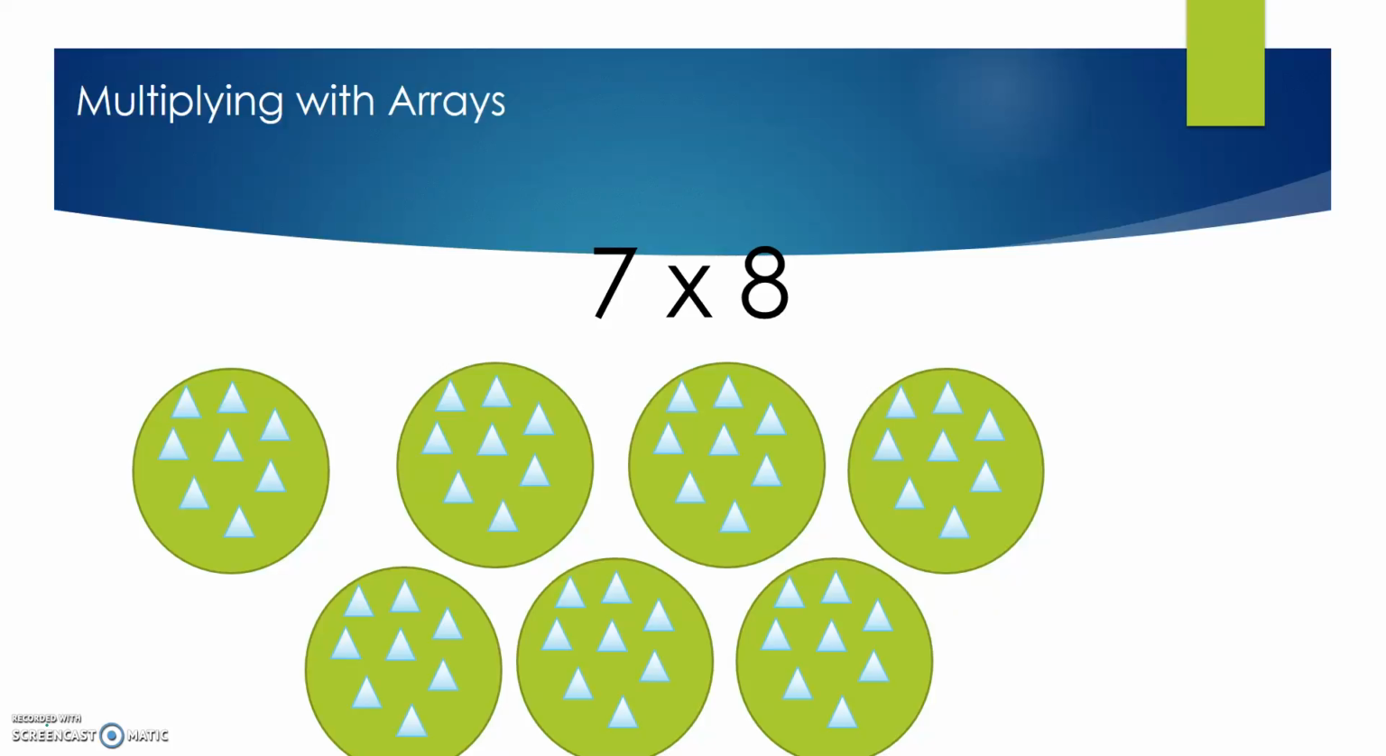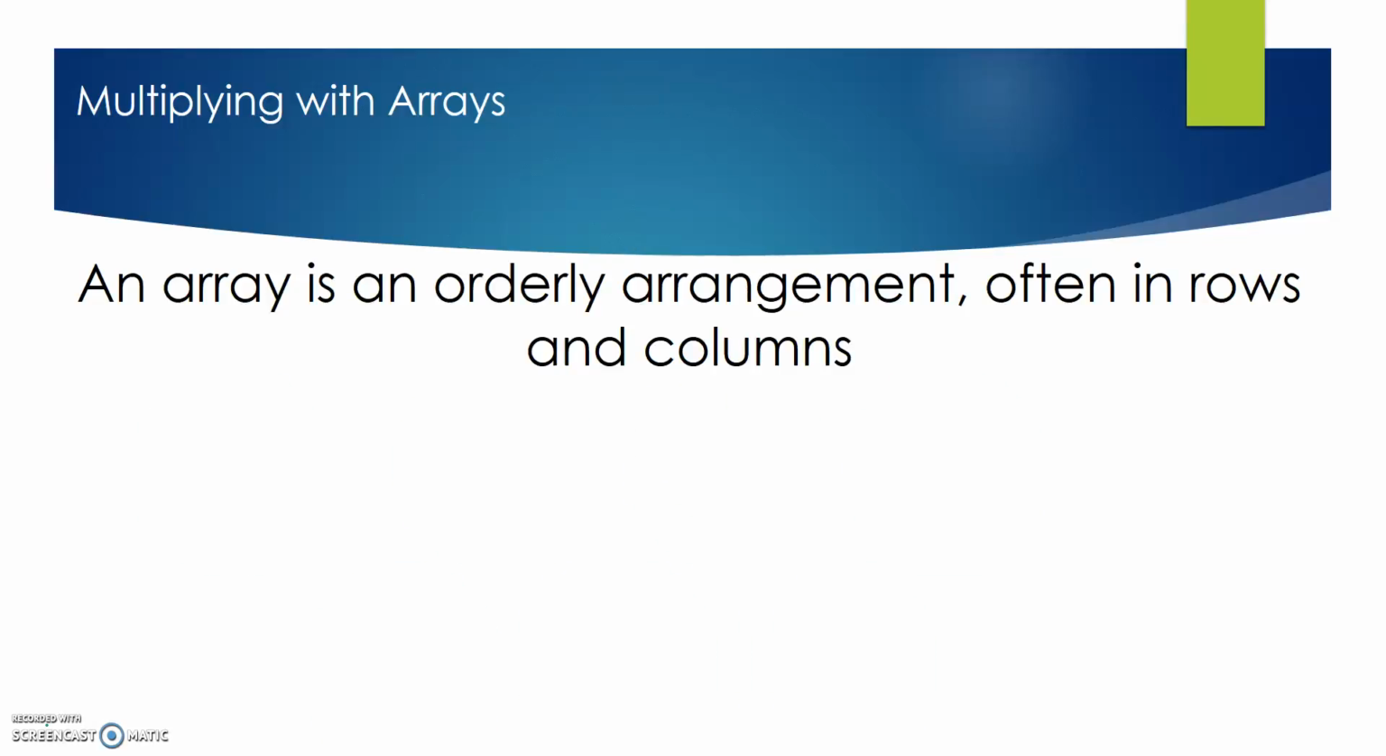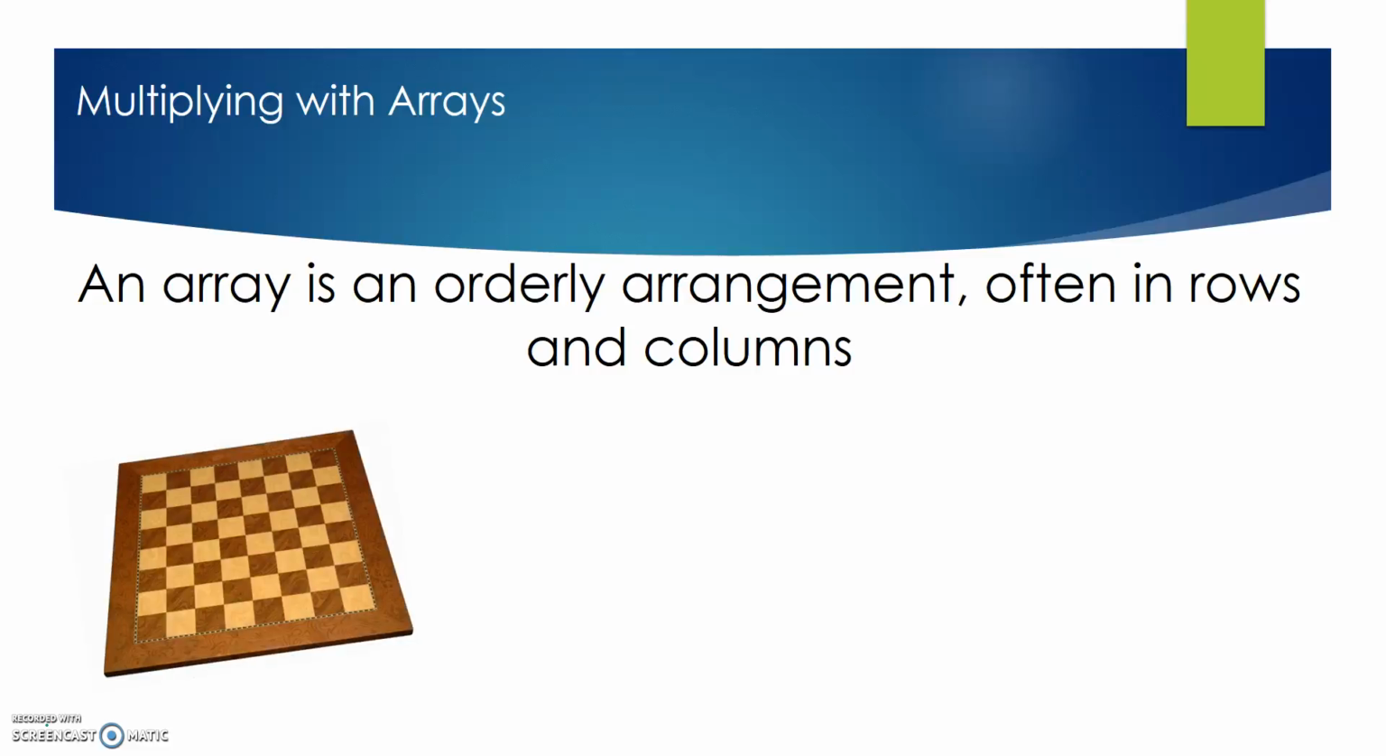So arrays should be able to help us organize our items a little more easily to make sure that we have the right answer. So let's take a look at what an array is. An array is an orderly arrangement, often in rows and columns, and we actually see arrays in our real world all the time. Like a checkerboard, you can see we have rows and columns.